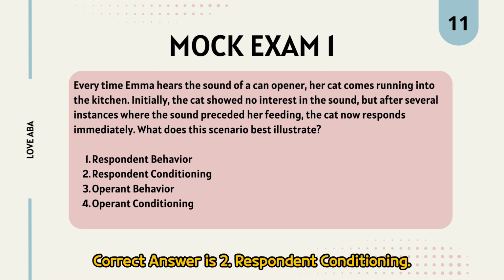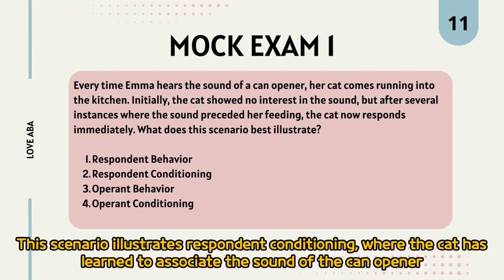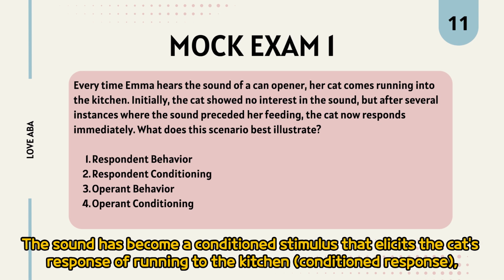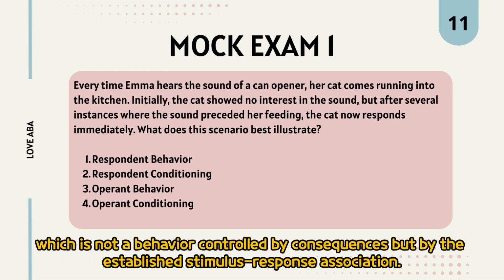Correct answer is 2. Respondent conditioning. This scenario illustrates respondent conditioning, where the cat has learned to associate the sound of the can opener, initially a neutral stimulus, with being fed, the unconditioned stimulus. The sound has become a conditioned stimulus that elicits the cat's response of running to the kitchen, the conditioned response, which is not a behavior controlled by consequences, but by the established stimulus-response association.